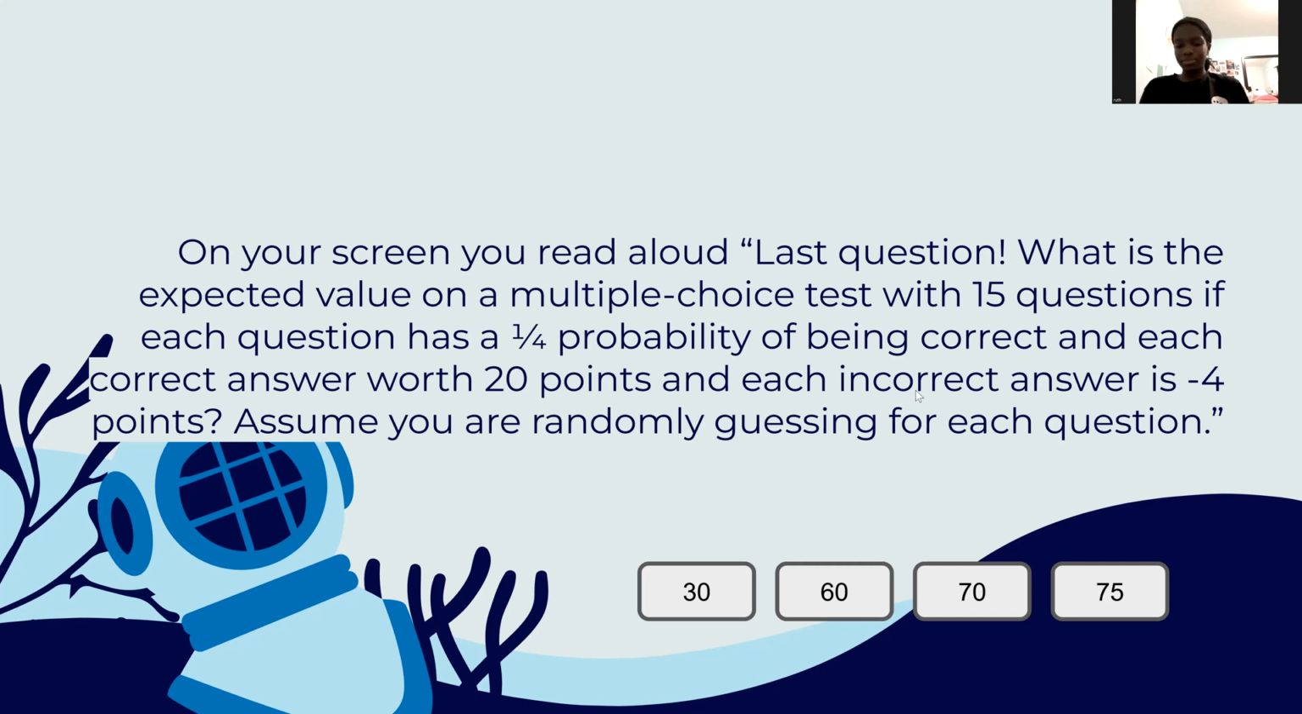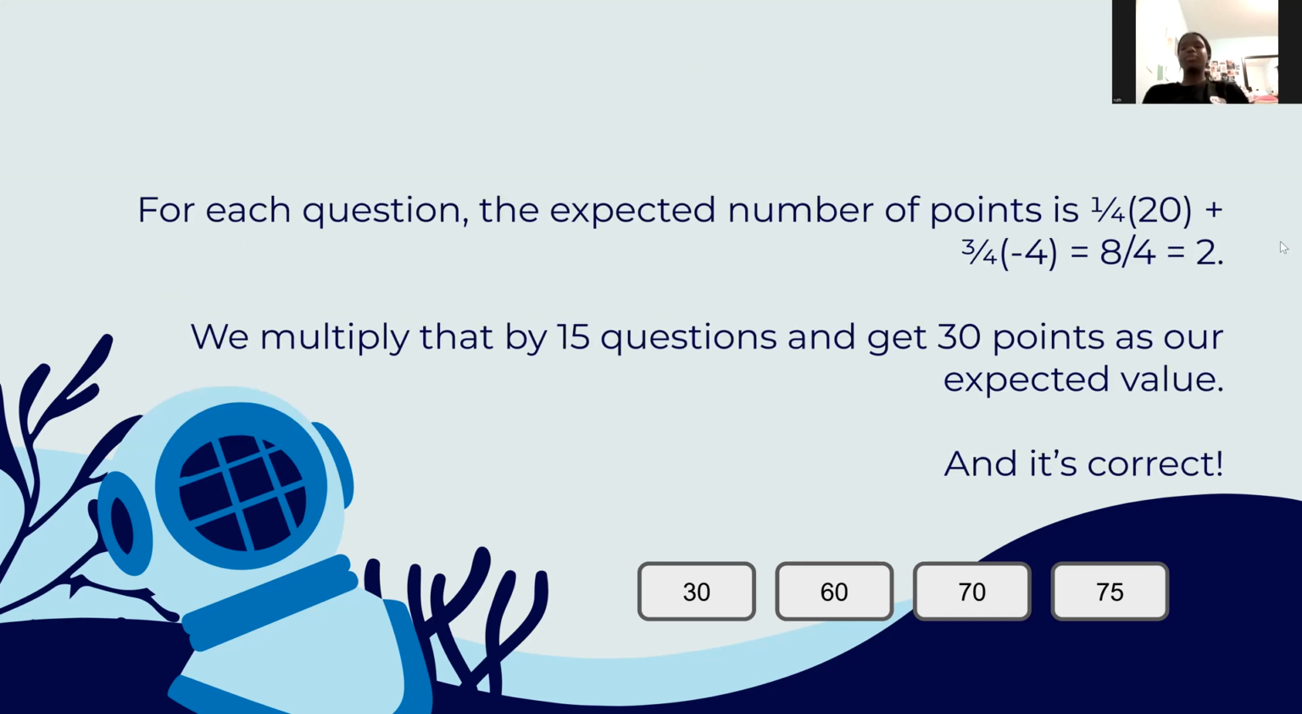So the answer is 30 because first you would multiply the probability of getting something correct by the points that you get when it's correct, which would be 1/4 times 20. And then you would add the probability of getting something wrong times the amount of points you lose when you get it wrong, which would be 3/4 times -4, which would be -3, so that equals 2. And since there's 15 questions, you multiply 2 by 15, you get 30.